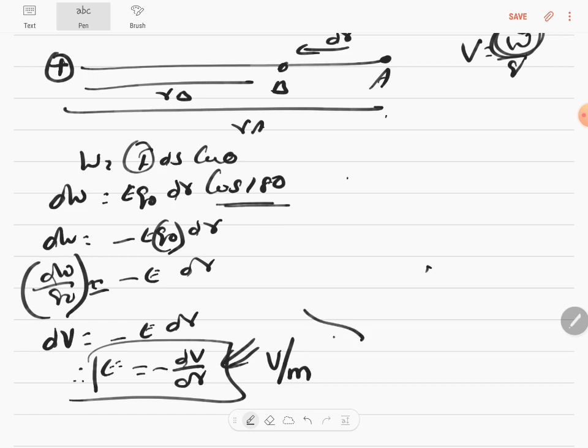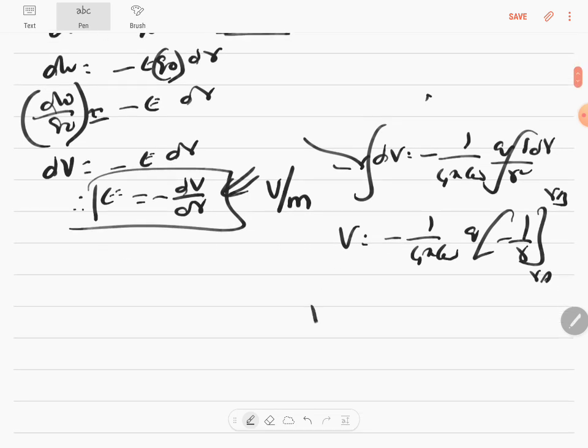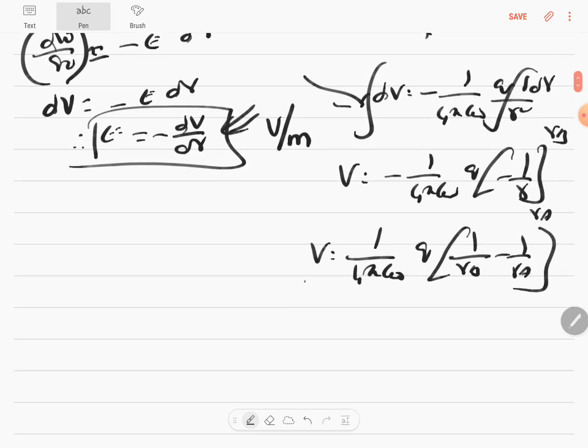From here you can diversify this derivation and go in another route where you can write E as 1 by 4 pi epsilon naught into Q by R square, into dr. Integrating both sides, the integration of 1 by R square is minus 1 by R. This will become V equals 1 by 4 pi epsilon naught into Q into minus 1 by R, integrated from Ra to Rb. Negative of negative will become positive, so it will become 1 by 4 pi epsilon naught into Q into upper limit minus lower limit, Rb minus Ra. If you take LCM, you will get Ra minus Rb, and Ra is greater. Therefore, the potential will be positive if the source charge is positive.